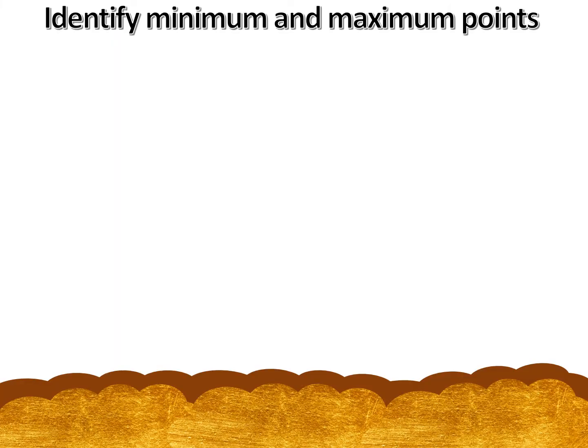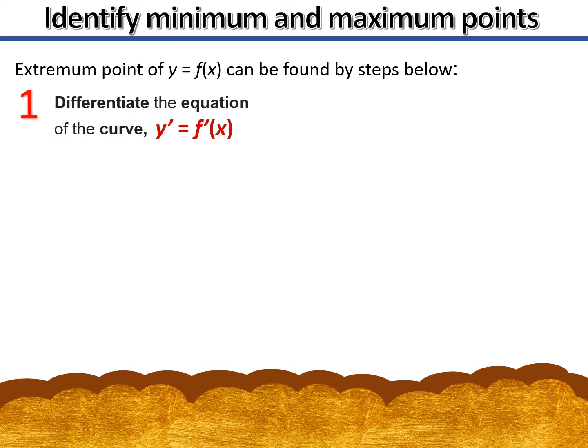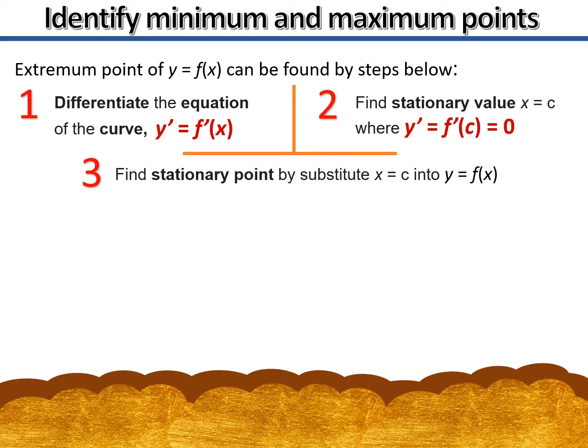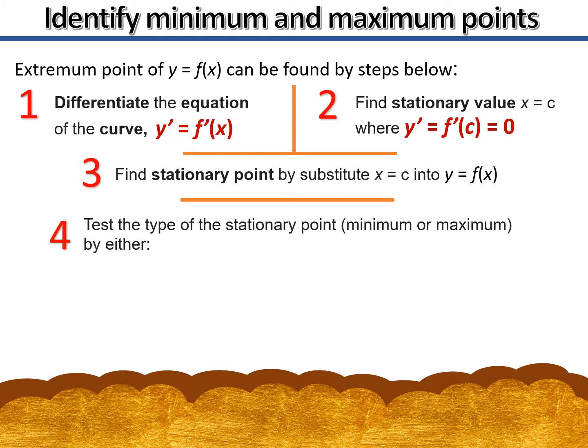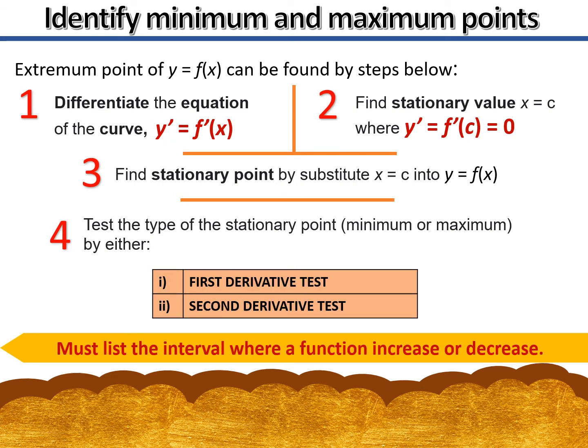How to identify minimum and maximum points? The extremum point of y equals f(x) can be found by the steps below. First, differentiate the equation of the curve, y prime equals f prime. Second, find the stationary value x equals c where y prime or f prime of c equals 0. Third, find the stationary point by substituting x equals c into y equals f(x). Fourth, test whether the type of the stationary point is minimum or maximum by either the first derivative test or the second derivative test. We also must list the intervals where the function increases or decreases if the question asks.